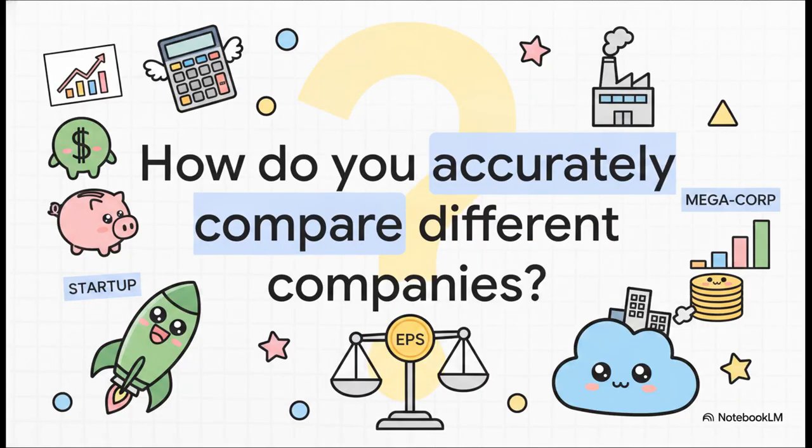So here's a classic dilemma for any financial analyst. How do you actually accurately compare the performance of two vastly different companies? Imagine a lean, super agile startup generating $1 million in profit and then a mega corporation pulling in $100 million. Pure profit numbers just don't tell the whole story. Because if that startup only has 100 shares outstanding and the megacorp has $1 billion, well, suddenly the startup's individual shares are looking a whole lot more attractive, right?